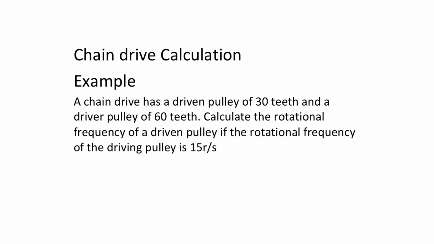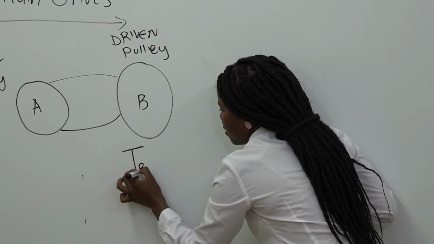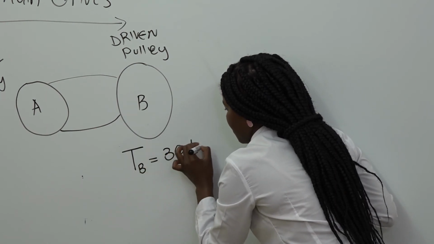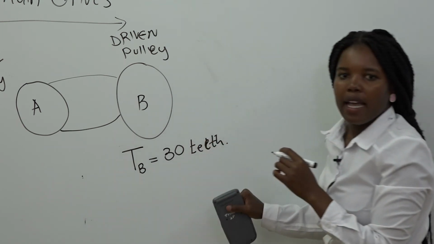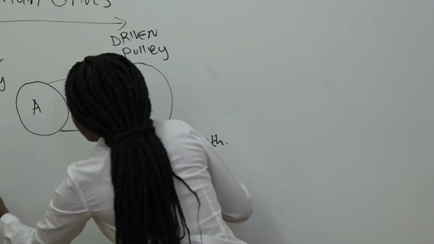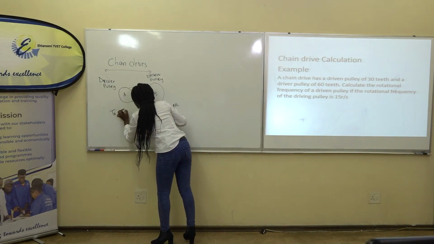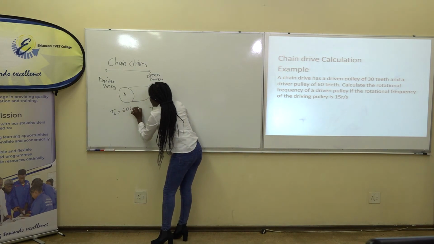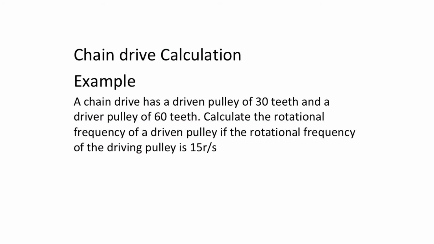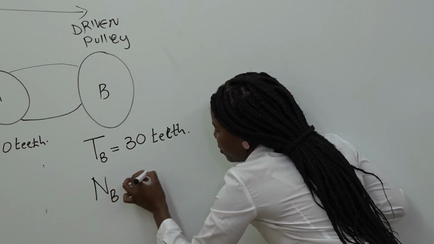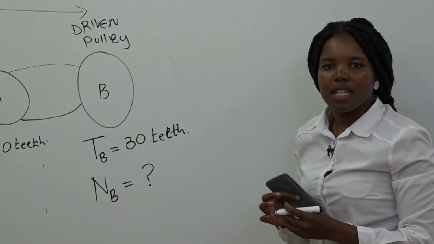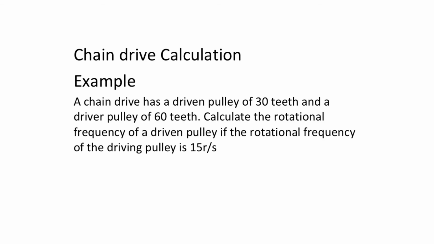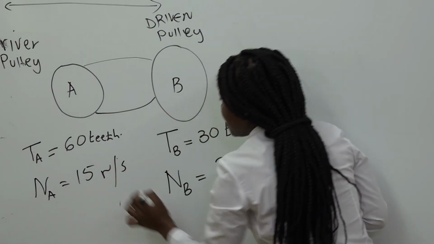And therefore, they say the driven pulley has 30 teeth, which is our TB. And the driver pulley has 60 teeth. And then it says, calculate the rotational frequency of a driven pulley. You're supposed to calculate it. And we are given the rotational frequency of the driving pulley as 15, which is our NA, given as 15 revs per second.